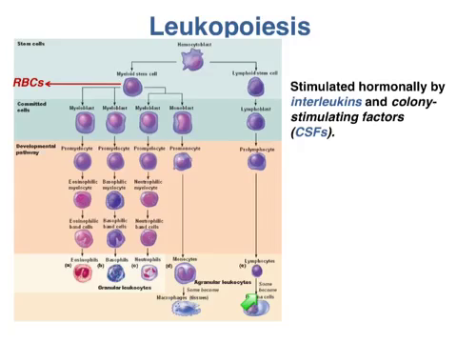Leukopoiesis is regulated and stimulated by interleukins and colony-stimulating factors. And when you have an infection, your levels of interleukins and CSFs, colony-stimulating factors, go up, so you get more leukopoiesis.